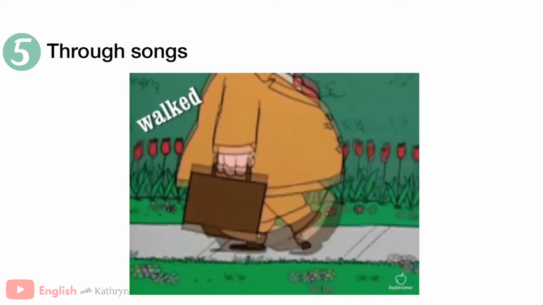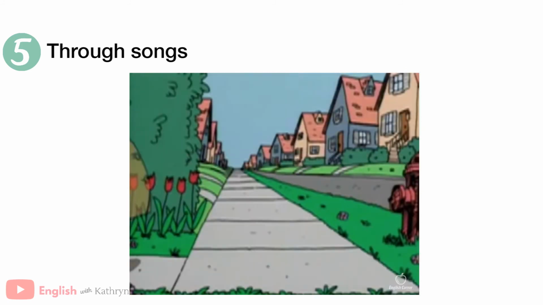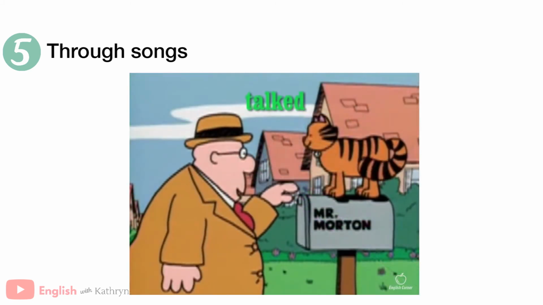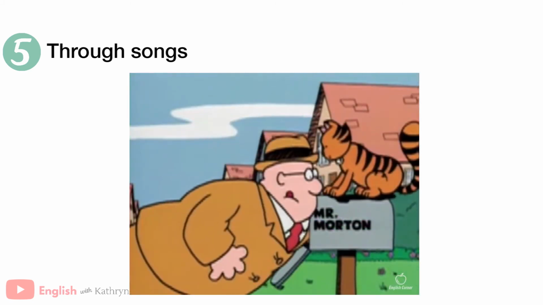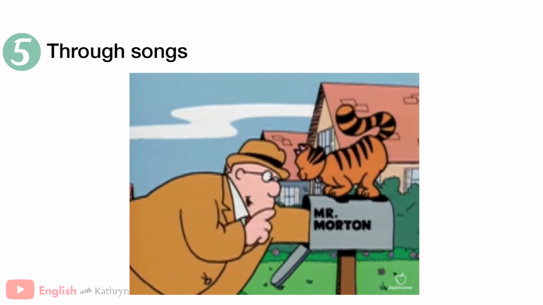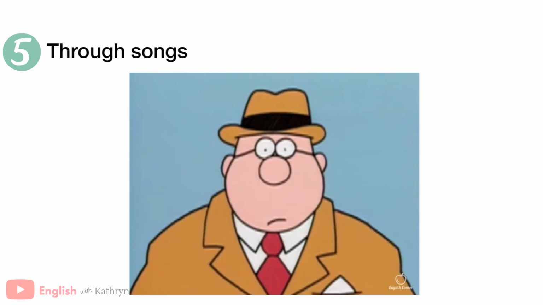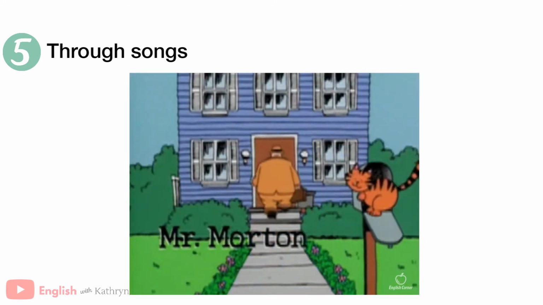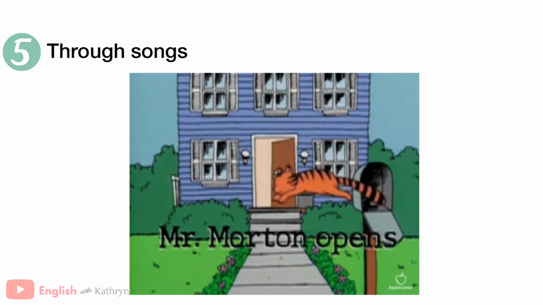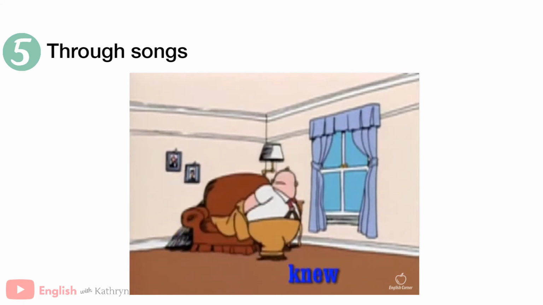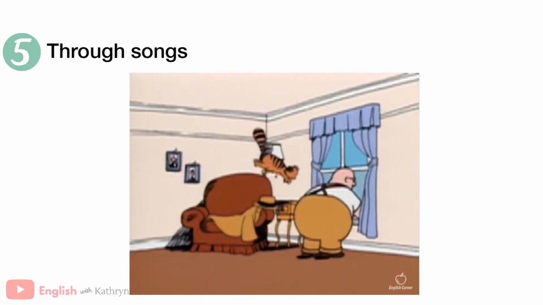Mr. Morton walked down the street. Mr. Morton walked. Mr. Morton talked to his cat. Mr. Morton talked. Hello, cat. You look good. Mr. Morton was lonely. Mr. Morton was. Mr. Morton is the subject of the sentence, and what the predicate says he does. Mr. Morton knew just one girl. Mr. Morton knew.